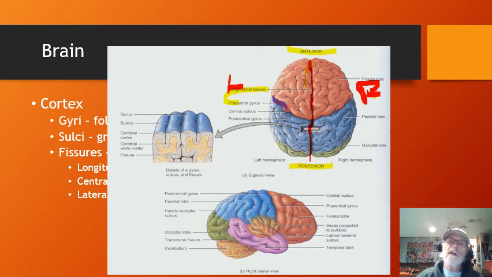And this is a fissure that comes like this, and it sort of divides this area of the brain, which is the frontal lobe, from this blue area right here. It's not really blue, that's just for diagrammatic purposes, which should be the parietal lobe. It divides that. So there's a fissure here.